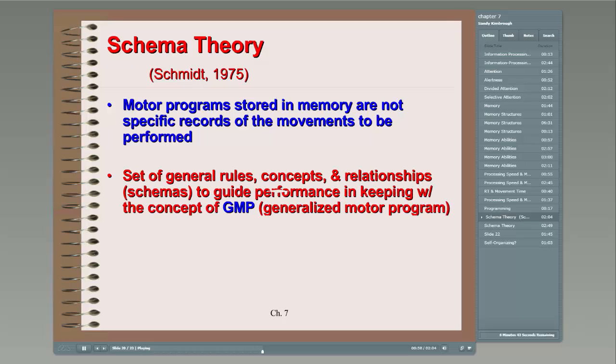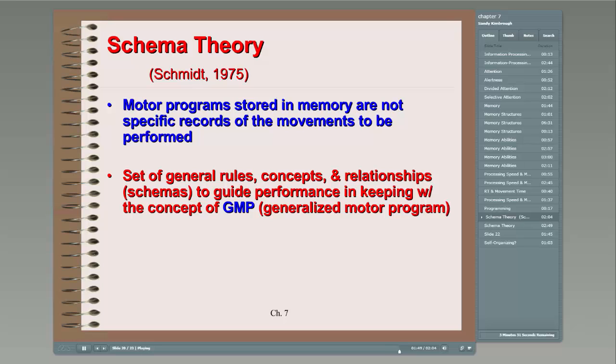Instead, the idea of schema theory is that there is a set of general rules, concepts, and relationships, or schemas, to guide performance, which is in keeping with the concept of a GMP, or a generalized motor program. For example, instead of recording every time we throw a baseball to a target, what we record is the relationships between different constructs related to an overarm throw. So we may have a generalized motor program for a wide range of movements that all fall under the category of overhand throwing. We could then apply rules about overhand throwing to an overhand throw with a baseball to a target 20 feet away, 20 yards away, that's throwing to the right, to the left, that's throwing into the wind or with the wind at your back, etc.